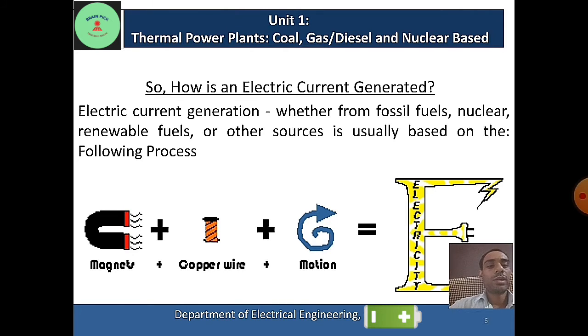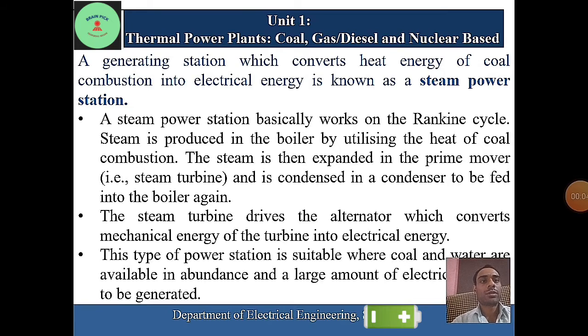A generating station which converts heat energy of coal combustion into electrical energy is known as a steam power station. A steam power station is also called a coal power station or a coal fired power station. A steam power station basically works on the Rankine cycle.